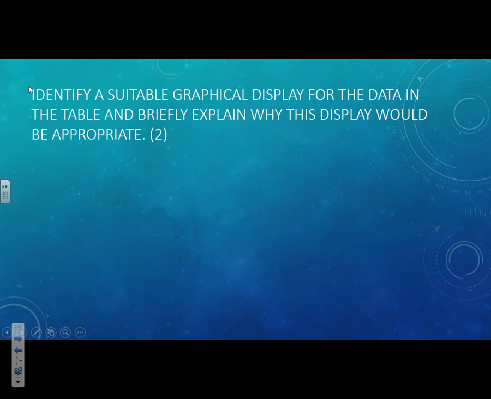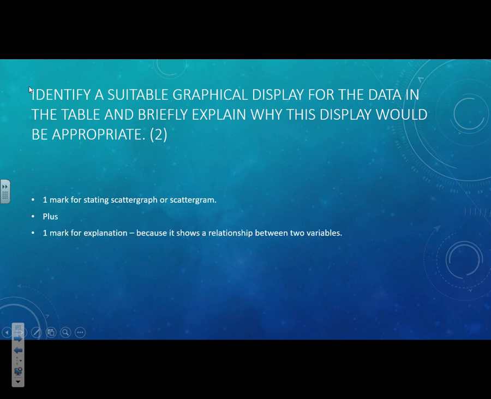Identify a suitable graphic display for the data in the table and briefly explain why this display would be appropriate. 1 mark for scattergraph or scattergram. It's a correlation, that's the only possible one there could be, and 1 mark for an explanation because it shows a relationship between 2 variables.